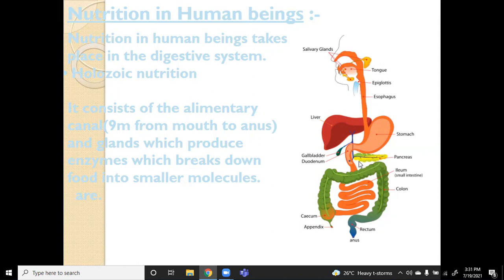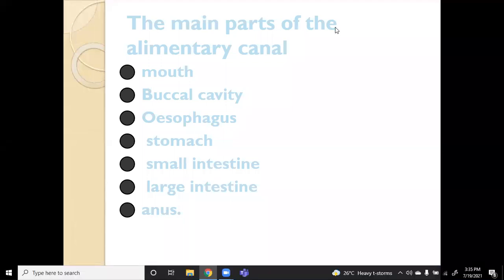From here you need to write only about holozoic nutrition. Just write that nutrition in human beings consists of holozoic nutrition, and write about the length of the alimentary canal, where it starts and where it ends. That much only. Things will become very simple if you try to understand it. Try to visualize it together with me so that you need not learn it by rote.